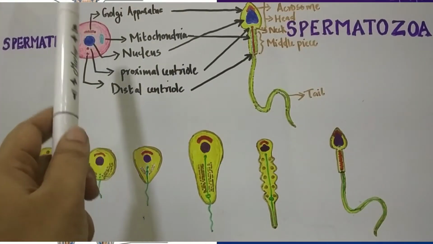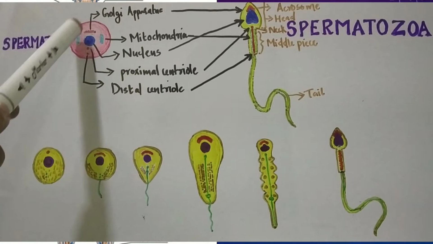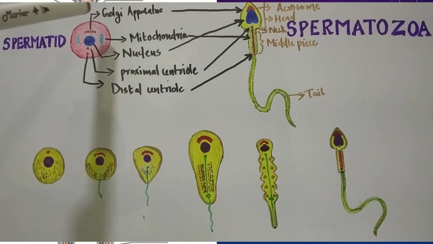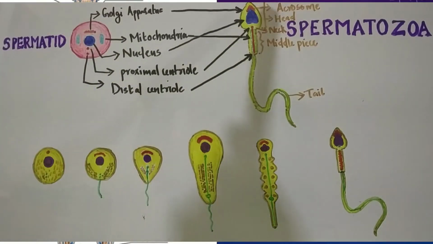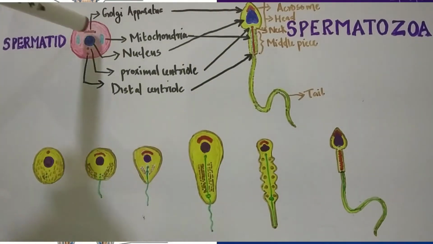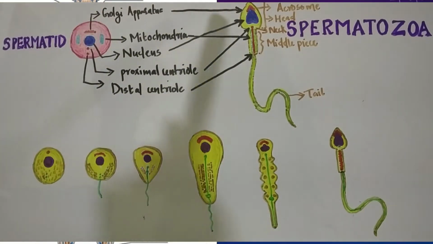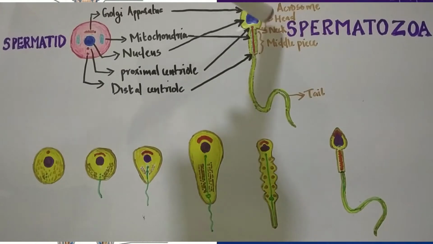The second is the Golgi apparatus. This is the Golgi apparatus. It undergoes certain changes and results in the formation of the acrosomal cap, which covers two-thirds of the nucleus.